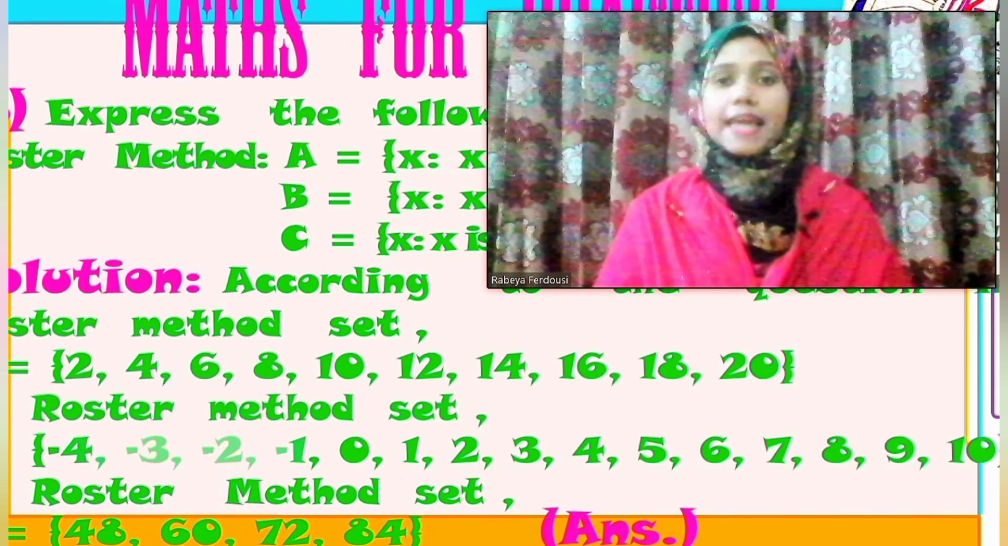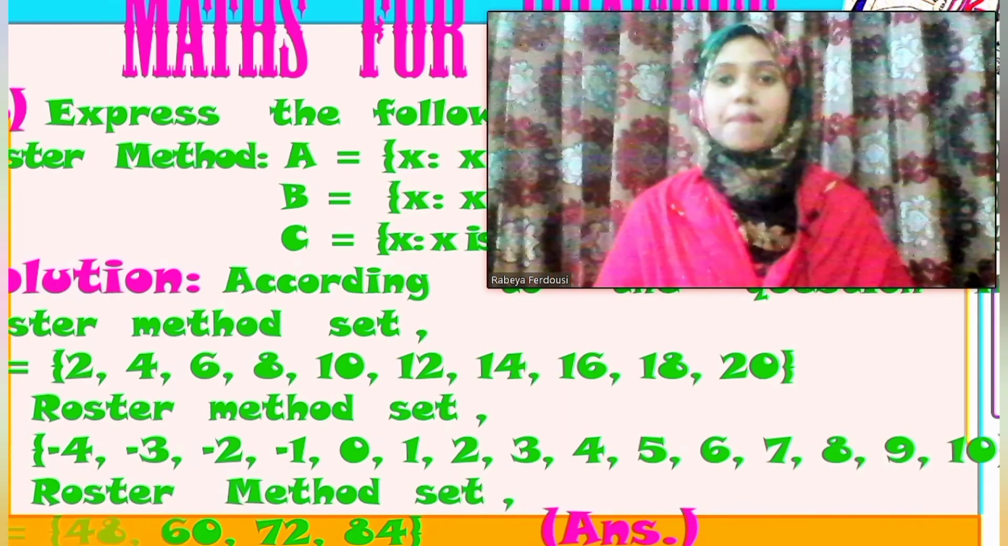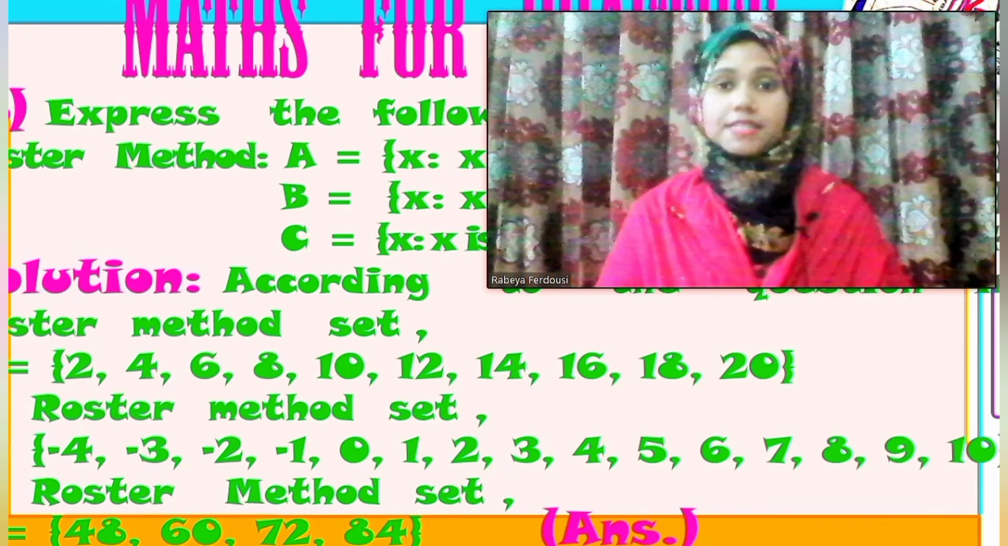By multiplying 8 with 2, we will get the number 16 which is again greater than minus 10 but less than 20. But by multiplying 21 with 2, we will get the number 42 which is greater than 20. So the elements of set B will be minus 4, minus 3, minus 2, minus 1, 0, 1, 2, 3, 4, 5, 6, 7, 8, 9, 10.